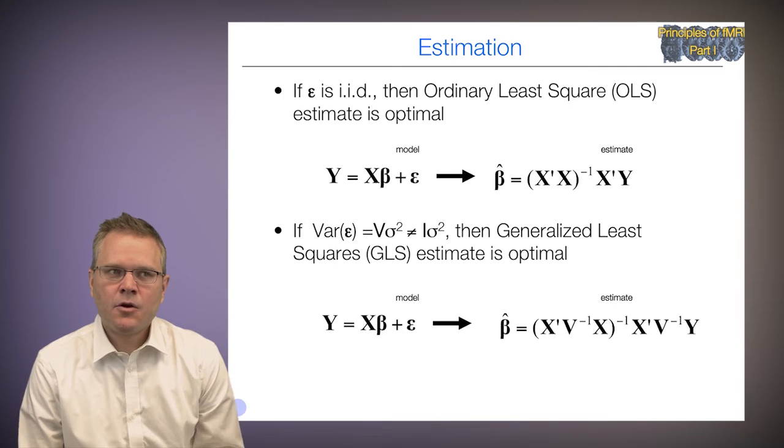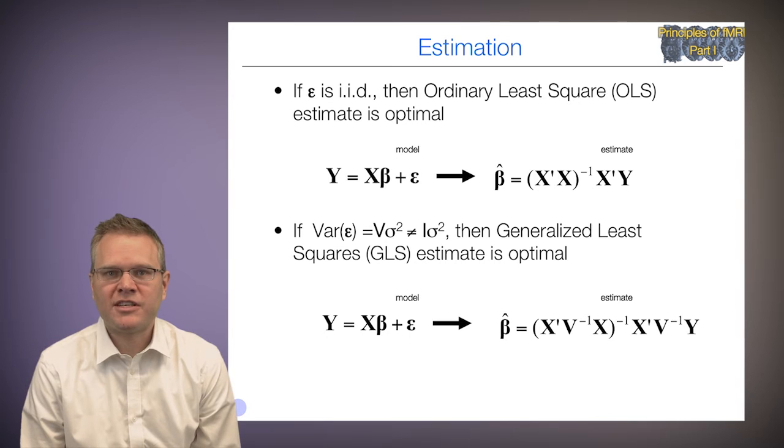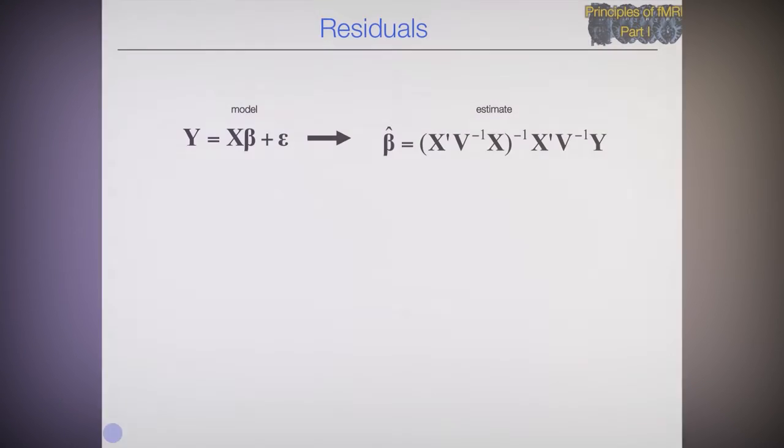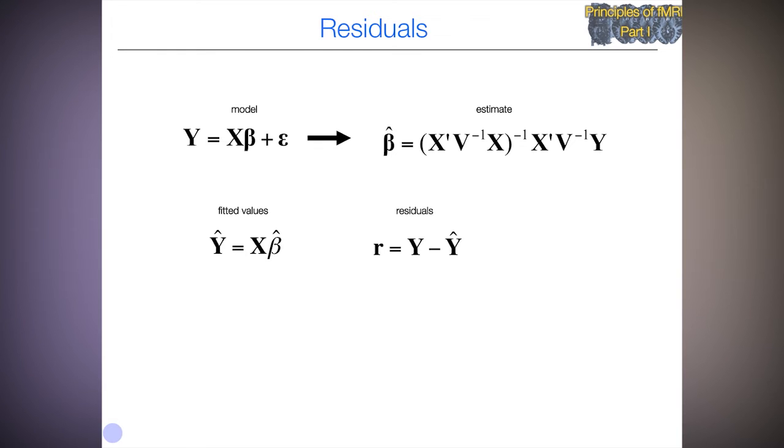So basically, when we have autocorrelated epsilon, the OLS is not the optimal solution anymore, and we need to use this generalized least squares solution instead. So here's again a recap. We have the model here, and this is the generalized least squares estimate, and that gives us the fitted values y hat, and using these fitted values we can compute the residuals as follows.